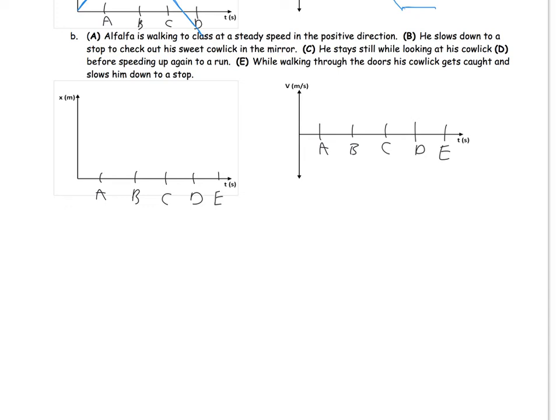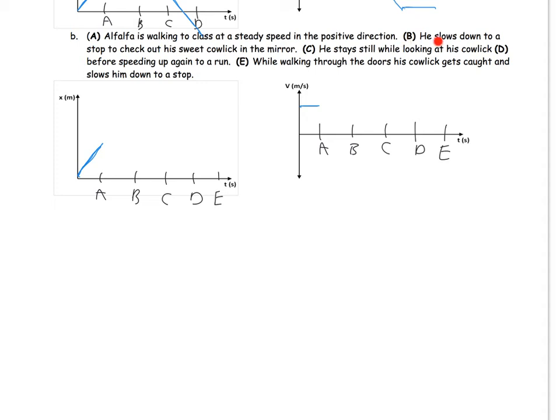Alright, so for the first part, we have Alfalfa is walking to class at a steady speed in the positive direction. So on my position graph, that's going to mean a positive slope, and it's going to mean a straight line indicating a steady speed or 0 acceleration. On my velocity graph, above the axis, and a horizontal line showing that there's no acceleration.